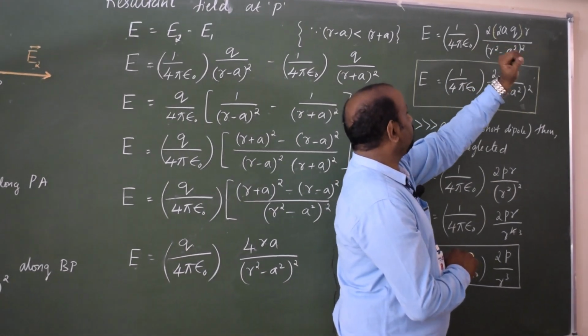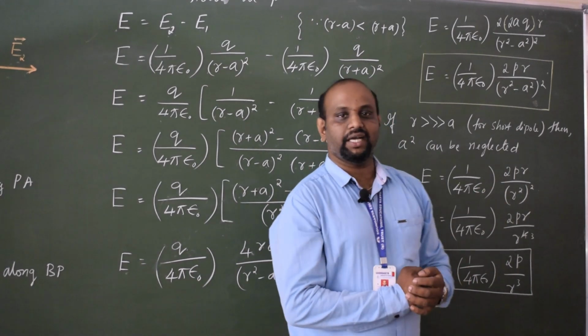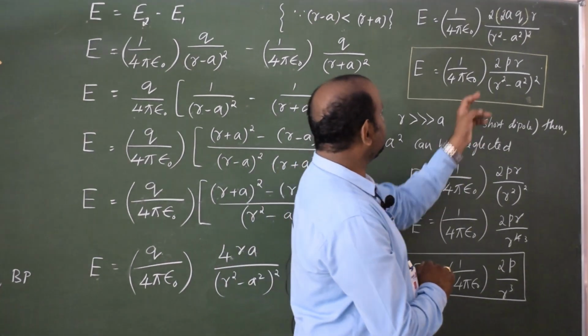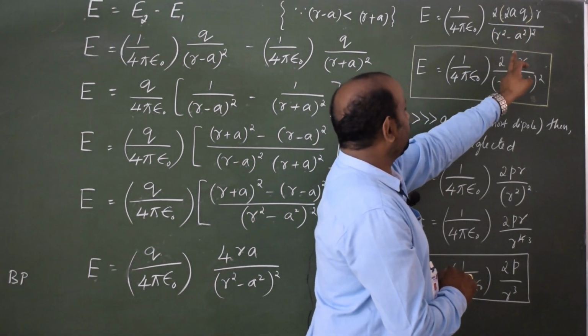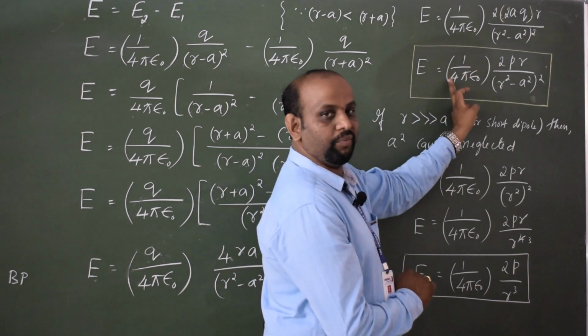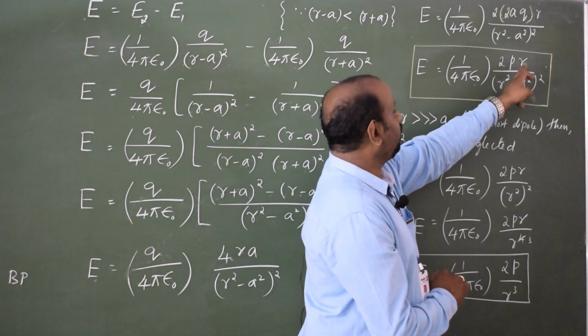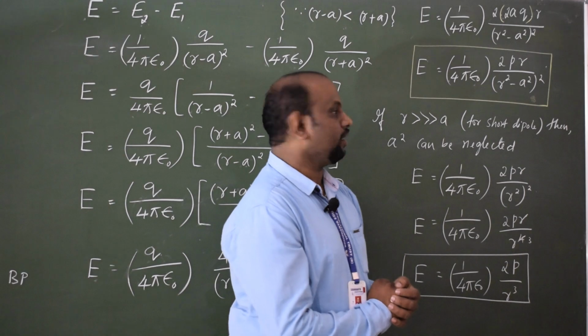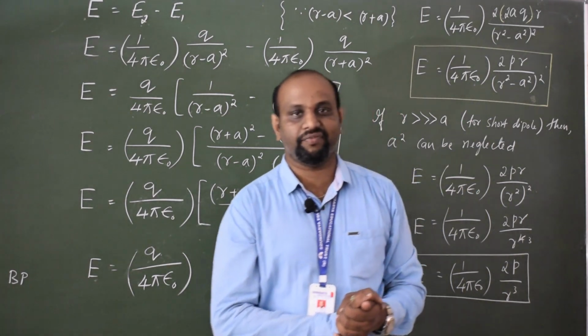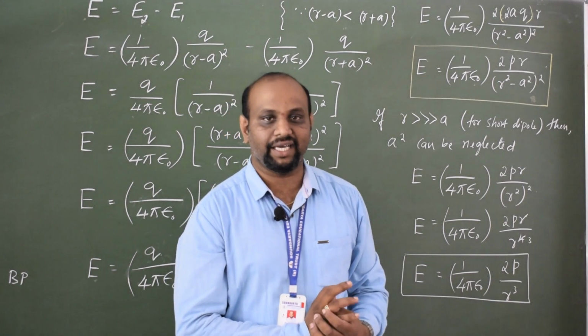2A into Q is nothing but P. P means electric dipole moment, that is, instead of 2AQ it should be written as P. So the formula becomes E is equal to 1 by 4 pi epsilon naught, 2PR divided by (R square minus A square) whole square. This is the expression for electric field at a point on the axial line due to a dipole.